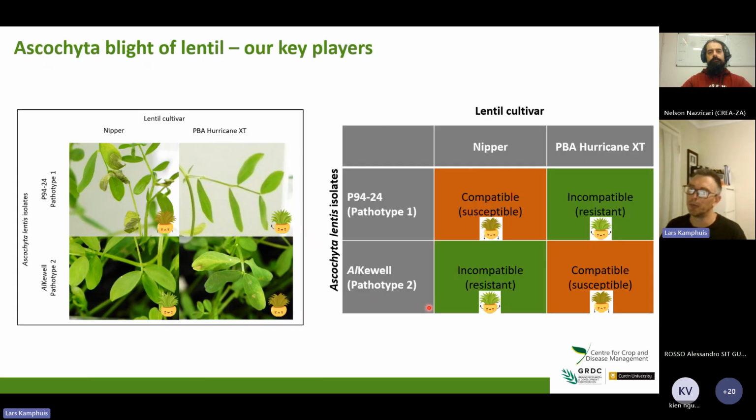So if we put that in some schematics, the interactions of Nipper by P9424 and ALQ by Hurricane are compatible interactions, where the pathogen is able to cause disease, whereas the others are incompatible interactions that lead to resistance. And so that makes it a tractable system for us to dissect the key genes in the pathogen, but also the key genes on the host side of the interaction. And so that's been a key focus in our team.